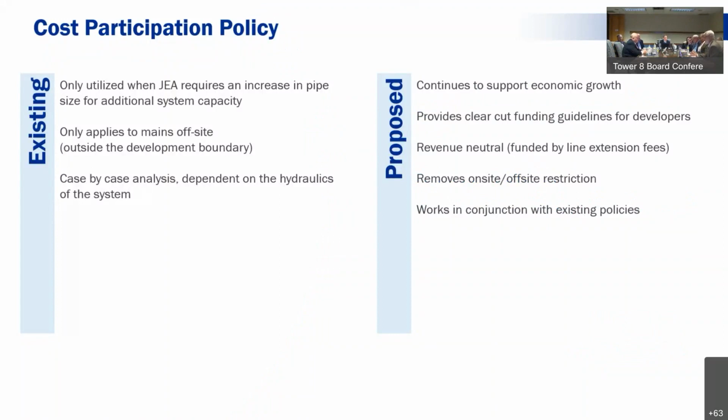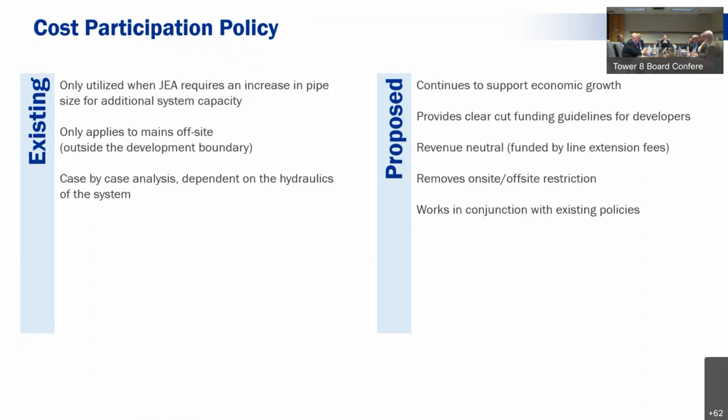Some of the concerns about the existing policy is that it could only be utilized when JEA requested an upsizing of pipe. So it wasn't a set policy based on pipe size. It only applied to mains that were outside the development boundaries. And it was also a case-by-case situation, dependent on the hydraulics of the system. That made it very difficult for developers to plan long-term if they had to have a design before they knew how much we were going to cost participate.